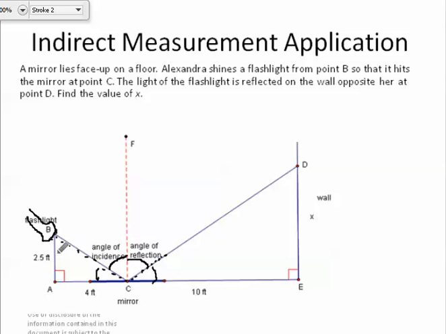Okay? That means I've got proportional triangles, guys. I've got one angle and a right angle, one angle and a right angle. I got angle-angle similarity. That means we can use these proportions, can't we?